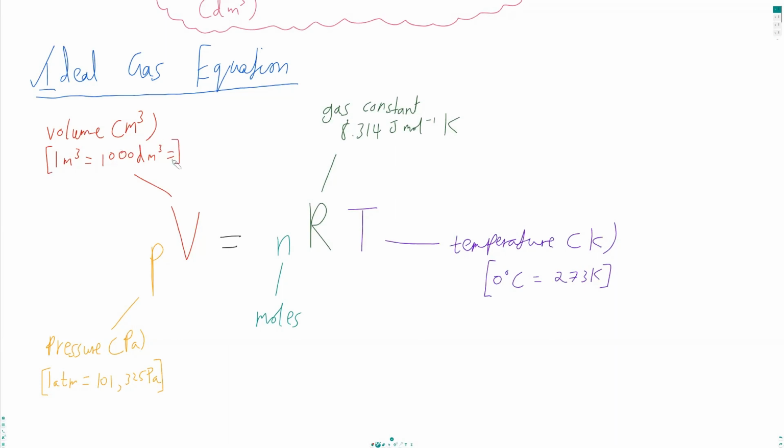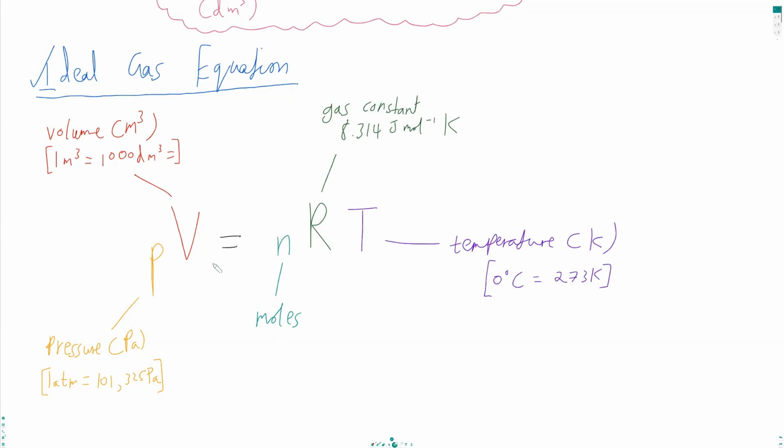So this is the ideal gas equation. It can be used to find out how the pressure and volume of gases will change as temperature and number of moles vary. So if one thing changes, how would that affect other things?